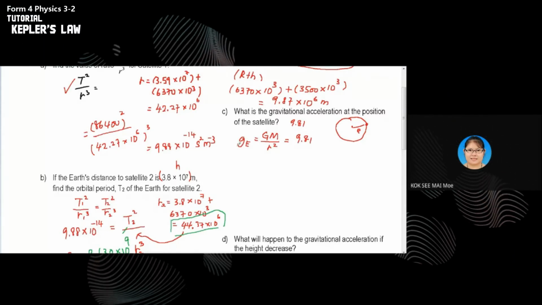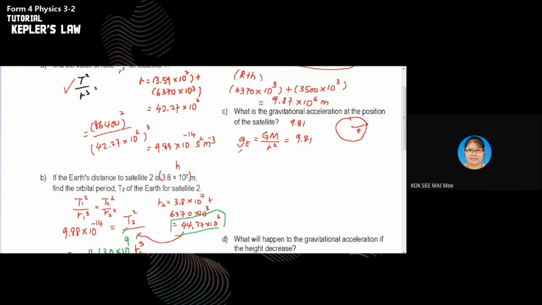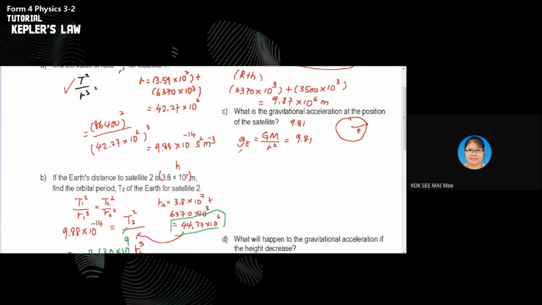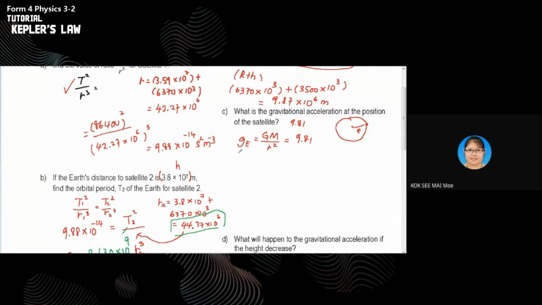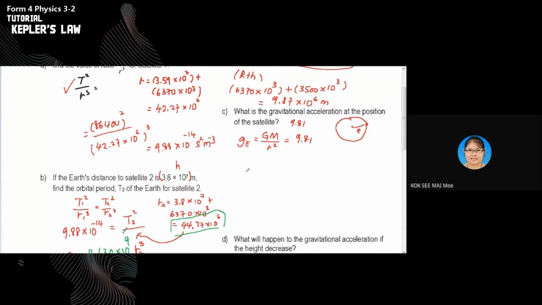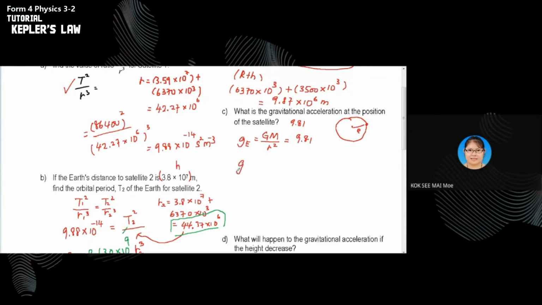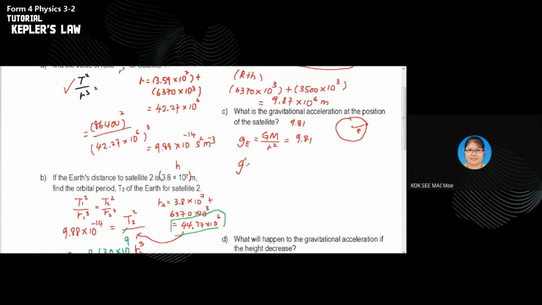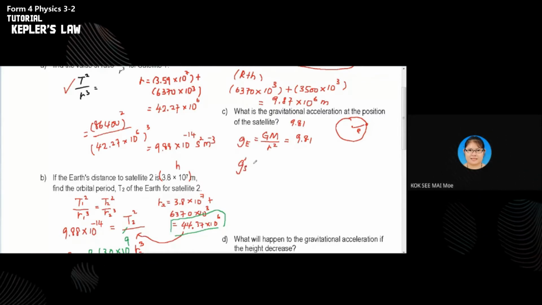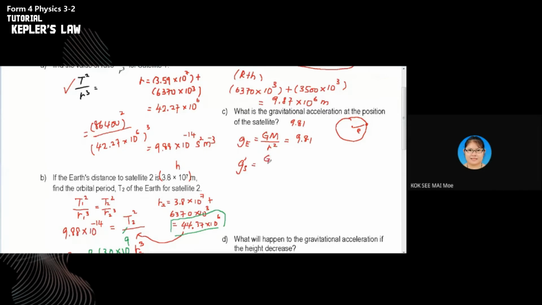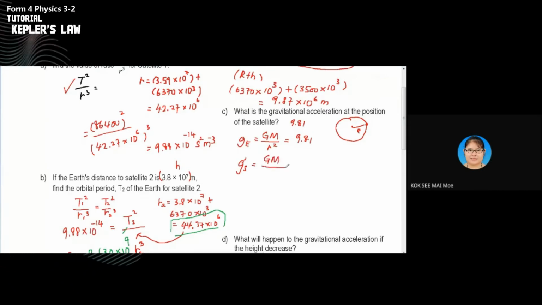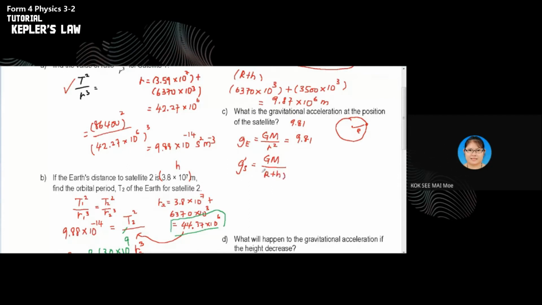Now this one, the satellite is far away. Remember, when the satellite is far away, we have another formula to find the gravitational acceleration. So we write first, G for the satellite, G, M also, but this one is R plus H squared.